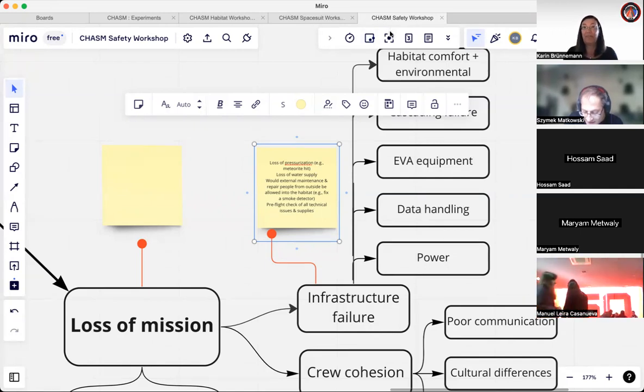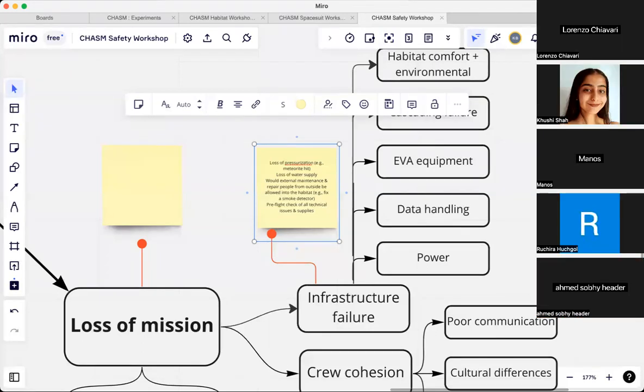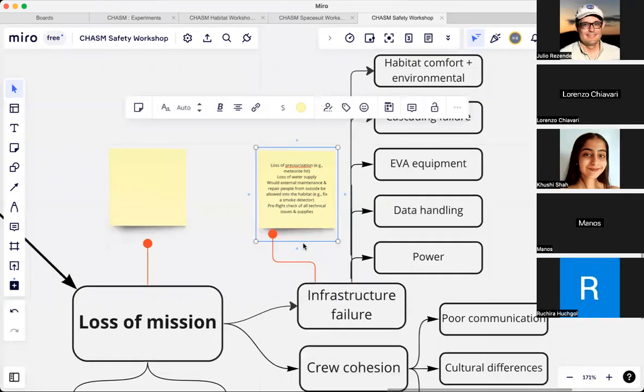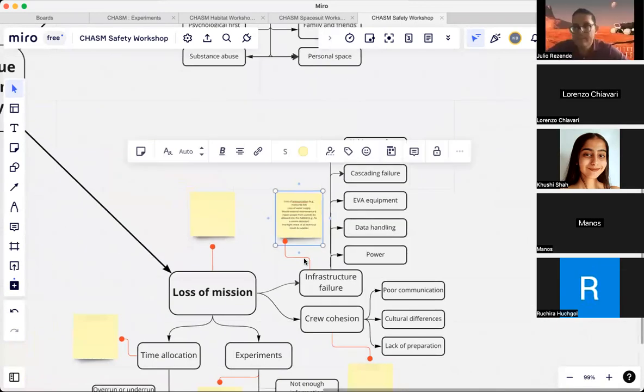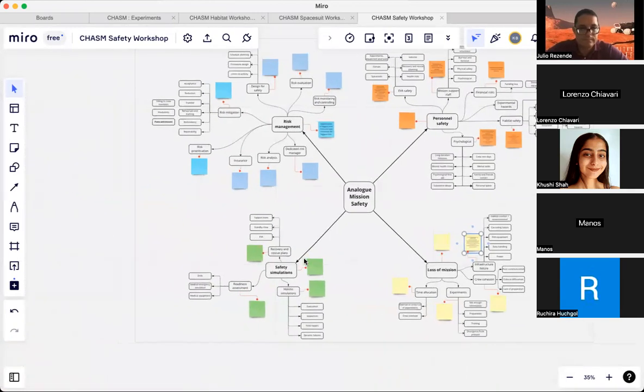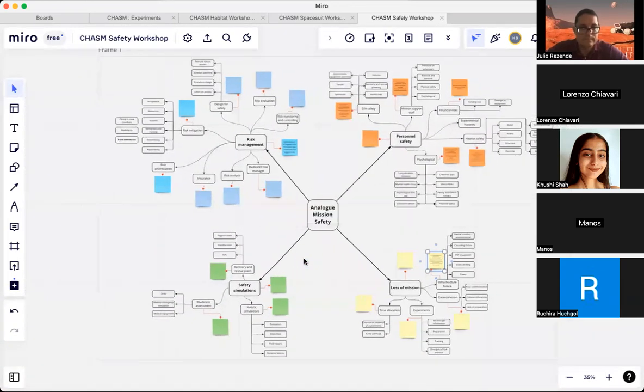So yeah. So we have more people back. Would anybody like to comment? Let me just zoom out. We have other areas to cover as well. So please feel free to comment.